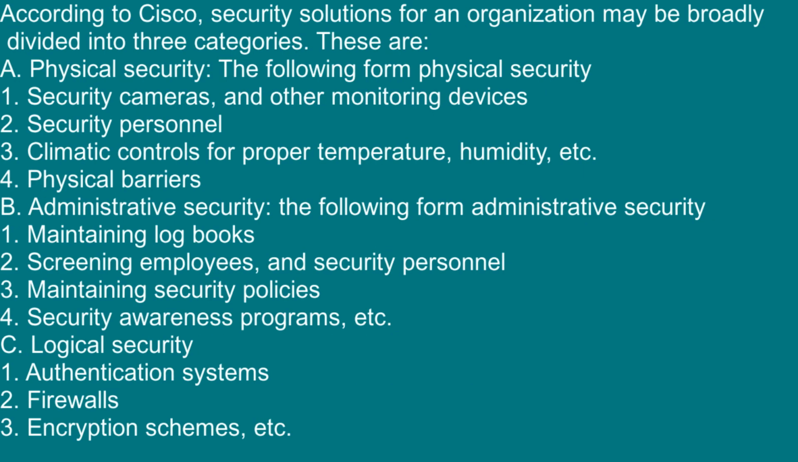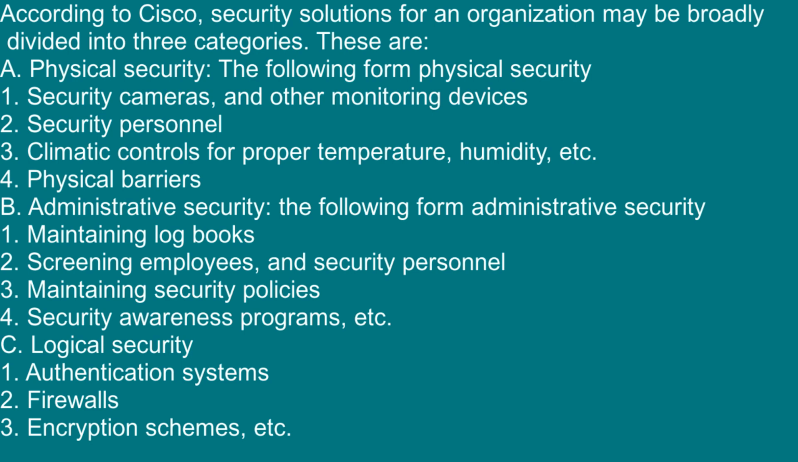According to Cisco, security solutions for an organization may be broadly divided into 3 categories. These are: A. Physical security. The following form physical security: 1. Security cameras and other monitoring devices. 2. Security personnel. 3. Climatic controls for proper temperature, humidity, etc. 4. Physical barriers.